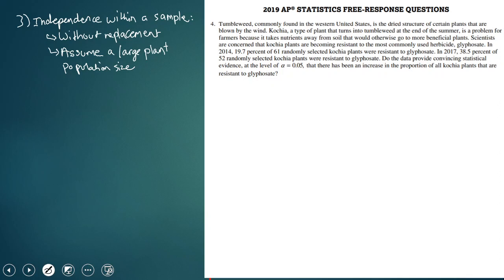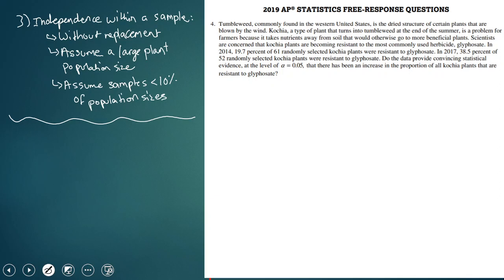So what we can do is we can say that the sample sizes are less than 10% of the full population size. This is where there's some logical thinking involved in statistics. The population of a plant that's this common, like tumbleweed, most probably has a population size in the millions, at least in the tens of thousands or hundreds of thousands. And so it's very easy to assume that the samples are less than 10% of the population size, and thus we can prove independence within the random sample. And so now that we've done that, we move on to the last part, which is actually doing our test.